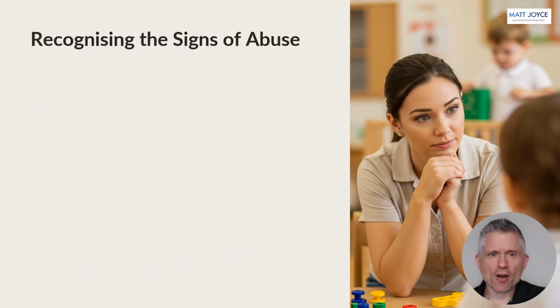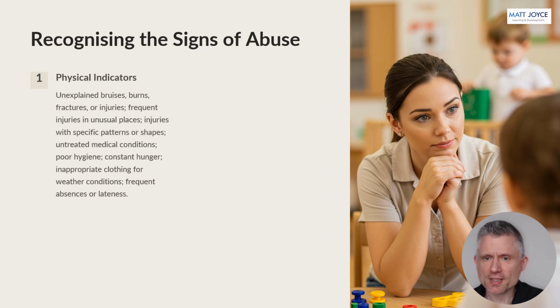When it comes to safeguarding, one particular area that's hugely important is recognizing the signs of abuse, thinking about what we need to look for. So let's have a look. First of all, physical indicators. This could be unexplained bruises, burns, fractures or injuries, frequent injuries in unusual places, injuries with specific patterns or shapes, untreated medical conditions, poor hygiene, constant hunger, inappropriate clothing for the weather, or frequent absences or lateness.